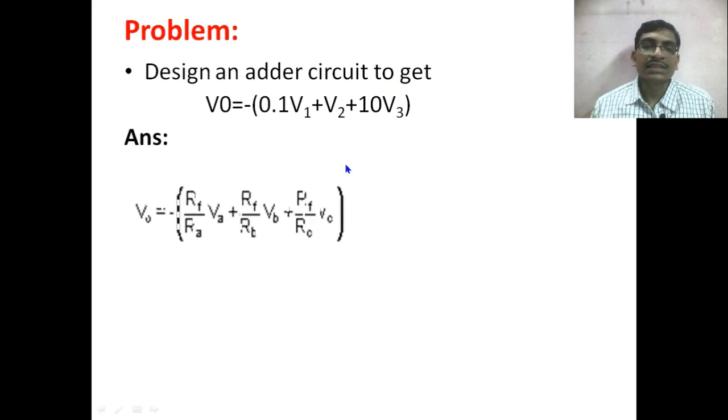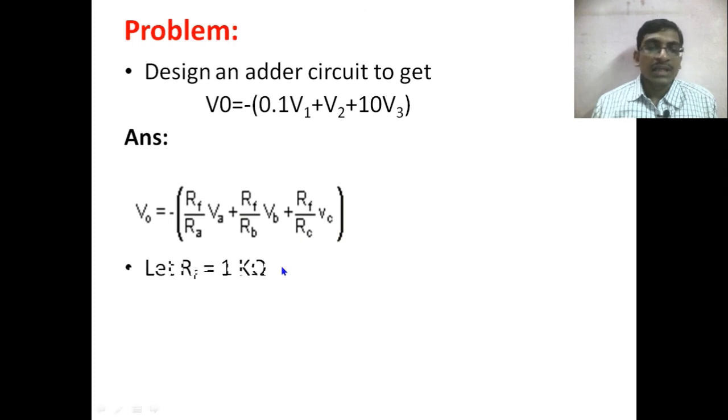We know that for the scaling amplifier or adder amplifier, V0 is equal to minus of RF by RA times VA plus RF by RB times VB plus RF by RC times VC. So let us assume the feedback resistor RF is equal to 1 kilo ohm. So here all are 1 kilo ohm resistors only.